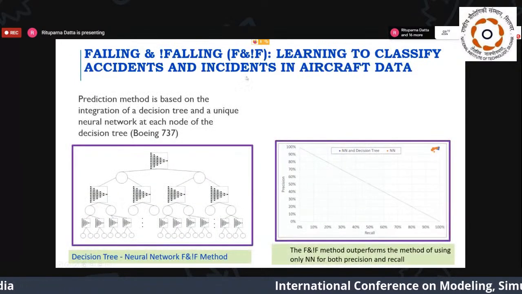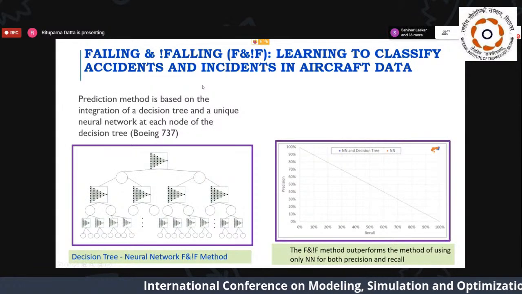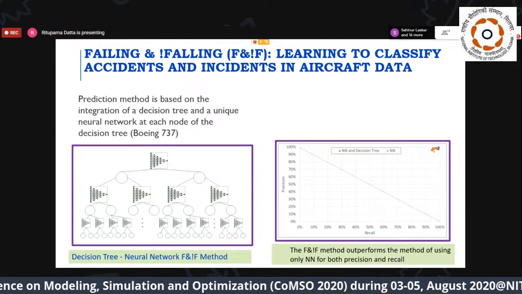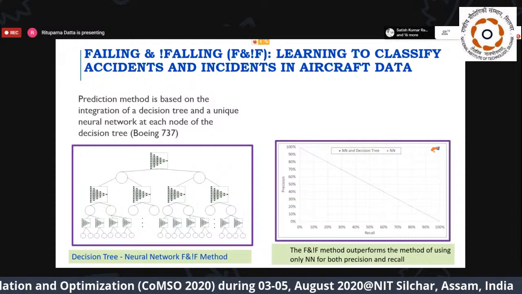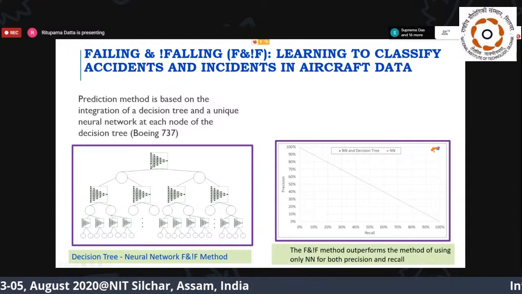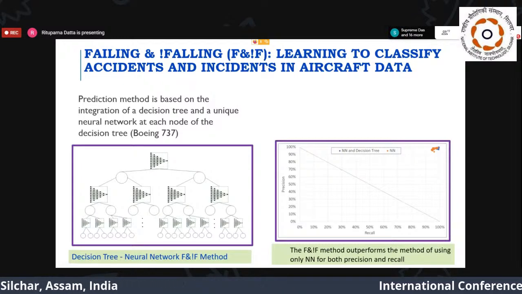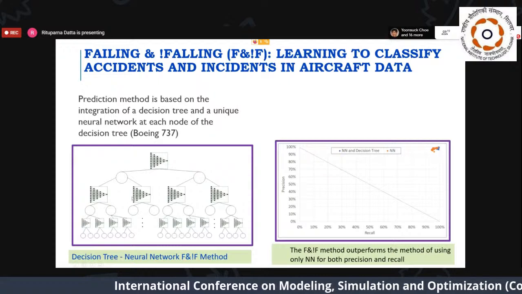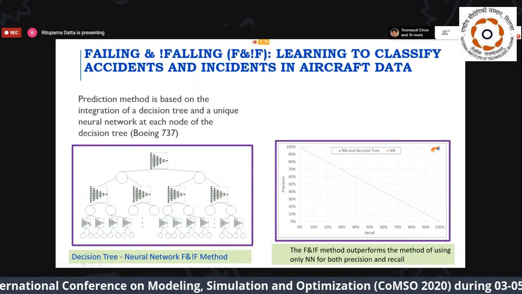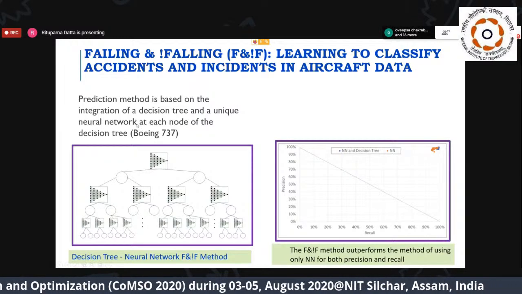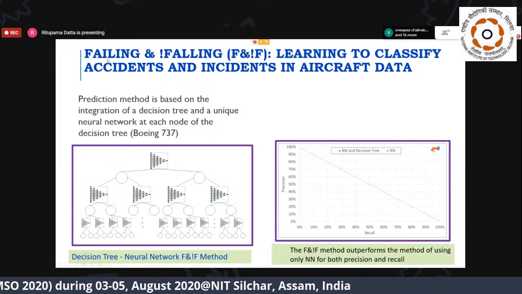And then this is another interesting study. This study has been done with the Boeing 737 aircraft. And here for maintenance, we came up with a hybrid method by integrating a decision tree and a neural network, in which the neural network is applied in each node of the decision tree.